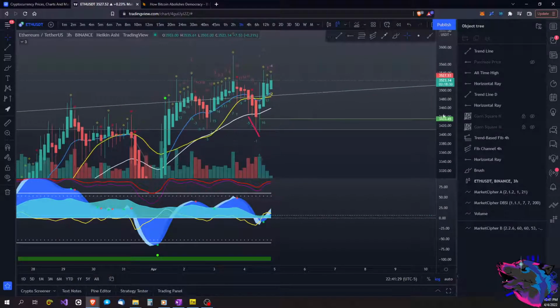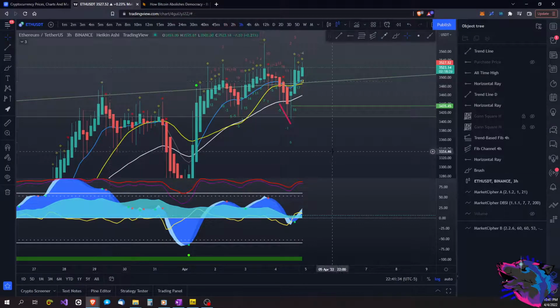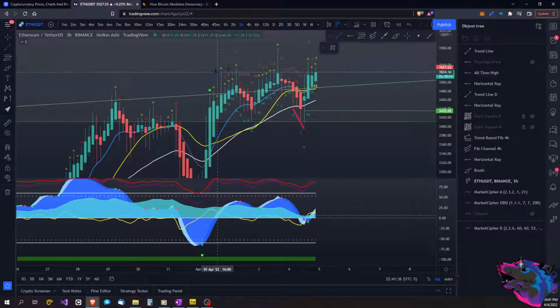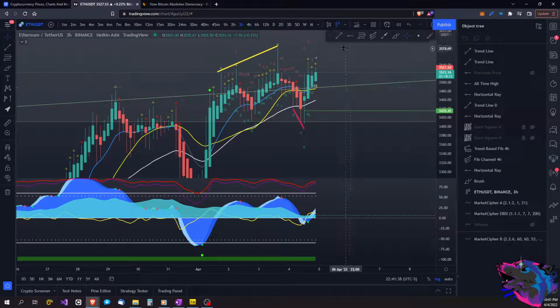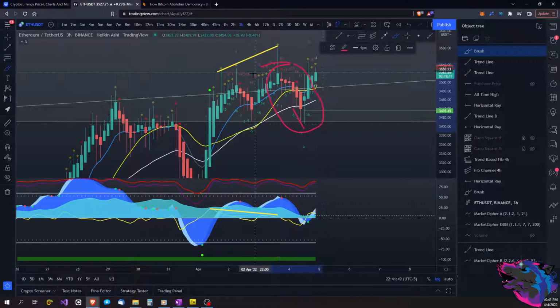But if we zoom out, because we are on a higher time frame, so let's zoom out a little bit, see what we got. We have highs increasing, but we have another bearish VWAP divergence going on here, which would have foretold a little bit of a pullback right there.